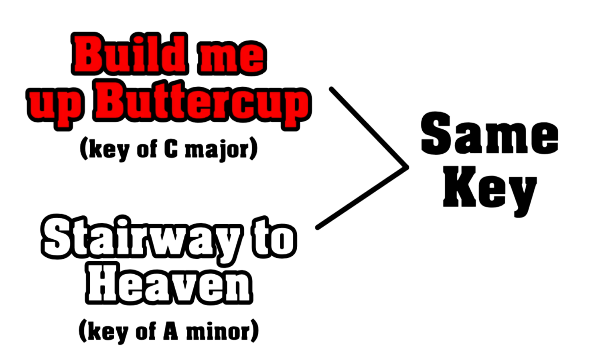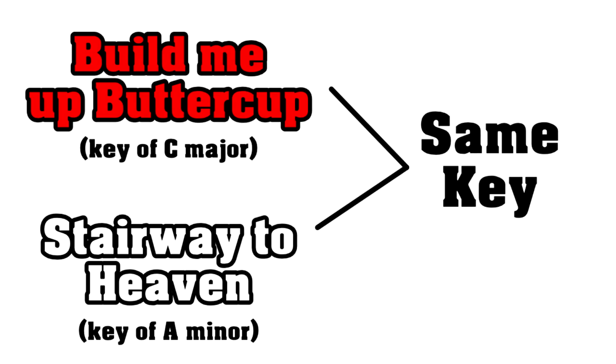Now, under the 12 key model, we do acknowledge the fact that musicians are always going to use the terms major key and minor key. However, whenever we are in a quote-unquote minor key, we are always aware of the fact that the relative major key is the same key. For example, if you played the song Build Me Up Buttercup, which is in the key of C major, and then you played the song Stairway to Heaven, which is in the key of A minor, in your mind, you would think of both of these songs as being in the same key.